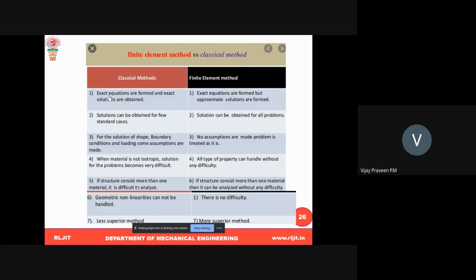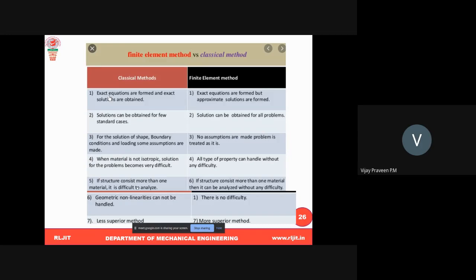Geometric nonlinearity means the structure is not straight. It has irregular shapes, like turbine rotor blades, any aerospace structure, or a chain sprocket. The structure is not linear, exact flat is not there. If you take a bar, it is geometrically linear in nature because the area will not change. But geometric nonlinear means the area keeps changing at every point. That type of problem is very difficult to solve using a classical method.